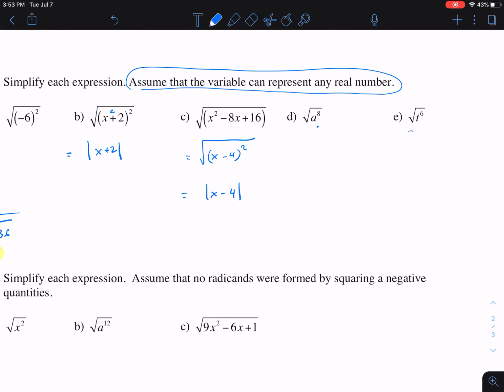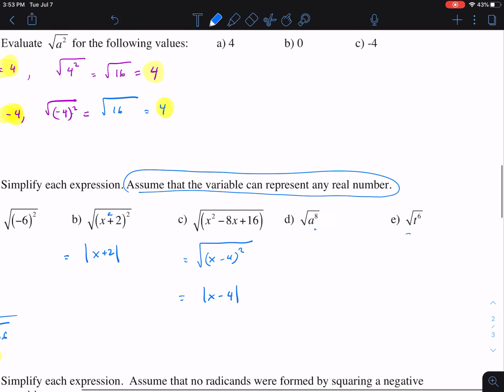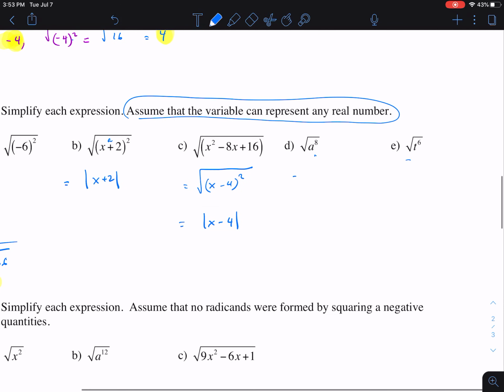In this case, if we want to use this result, the square root of a squared equals a, what we can do is rewrite this as something squared, a to the what power, squared. We can say that would be a to the 4th power, because when you square it, you multiply the exponent by 2. So that becomes the absolute value of a to the 4, but a to the 4 is always positive, so we don't need the absolute value anymore. We can just drop it, okay?